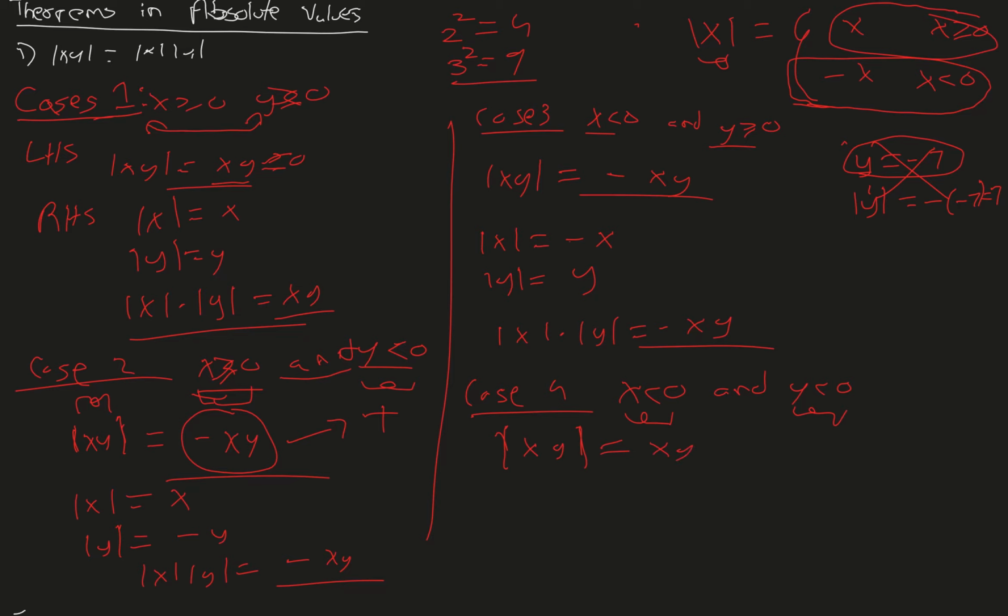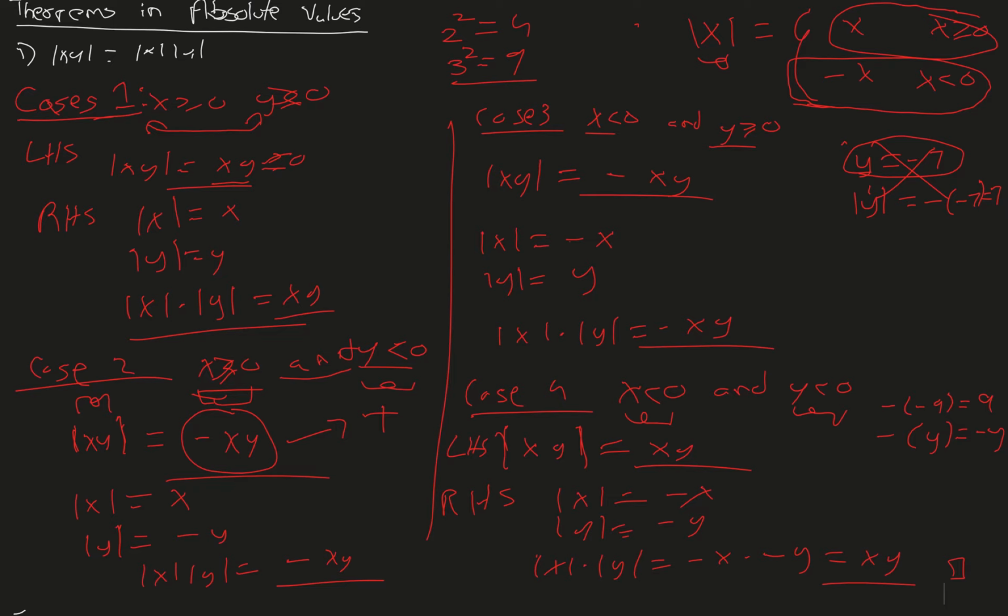And on the right hand side, modulus of x will be negative x and modulus of y will be negative y, because both of them are negative, so we take the negative of the negative to get a positive. For example, y is less than 0, you take negative of negative 9 to get a positive 9, right? So multiplying both of them together, you get negative x dot negative y, which is xy, and the left hand side is equal to the right hand side, and we're done with the proof of this theorem.